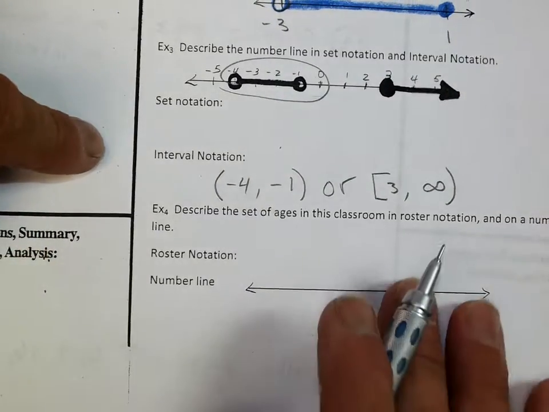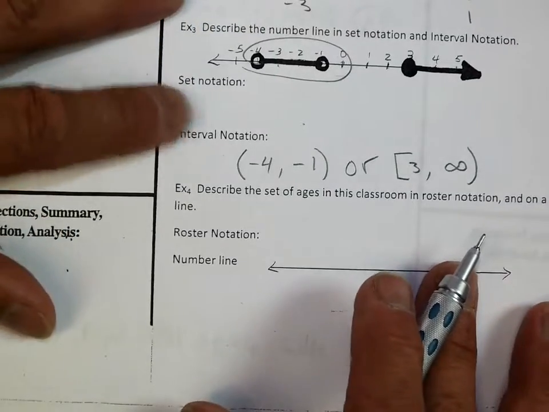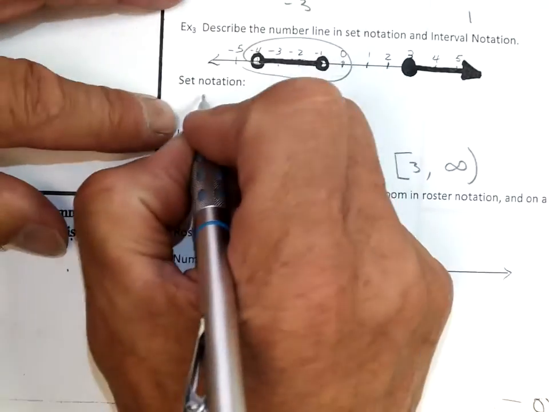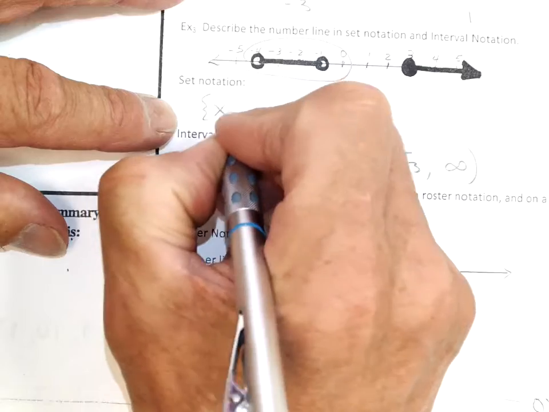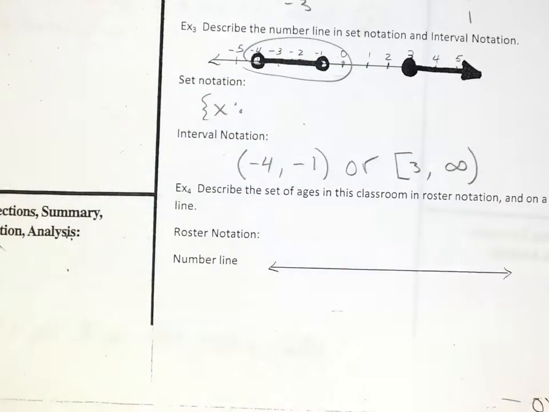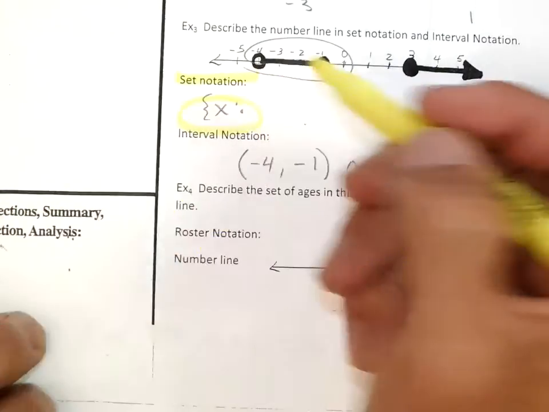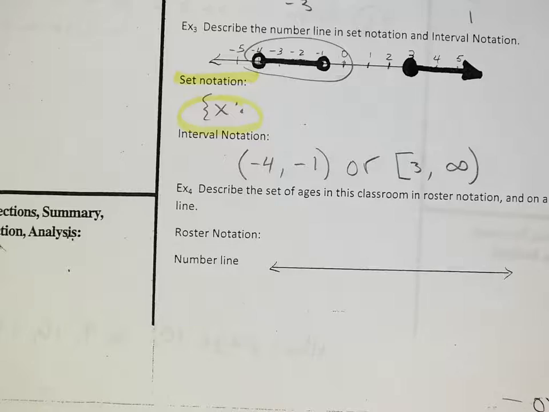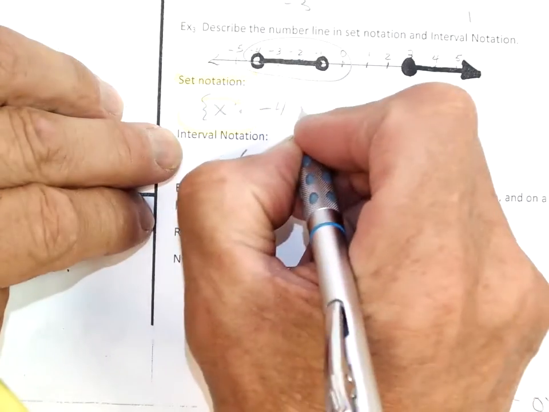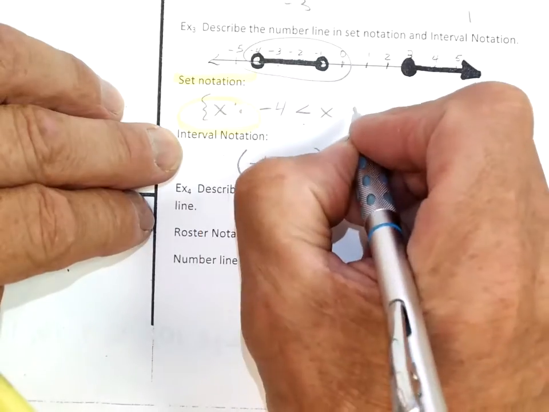Well, the same kind of thing. I'm going to have an or statement in there. So, okay, set notation. Start with given the set of x such that. Anytime you see set notation, just start right off with that statement. Now, we've got to go negative 4 is less than x, which is less than negative 1.